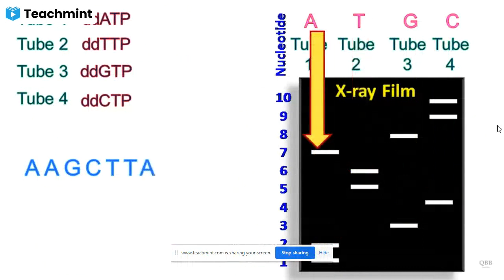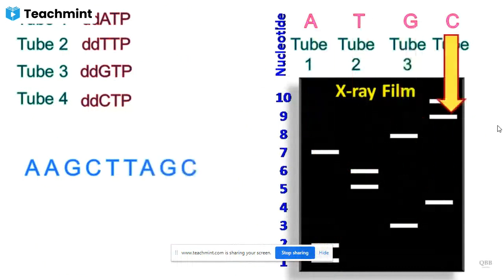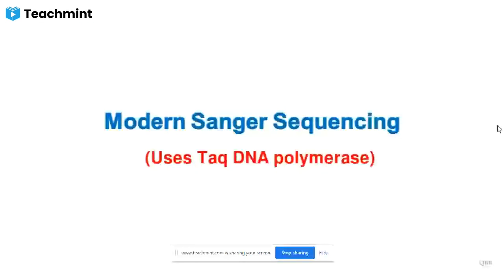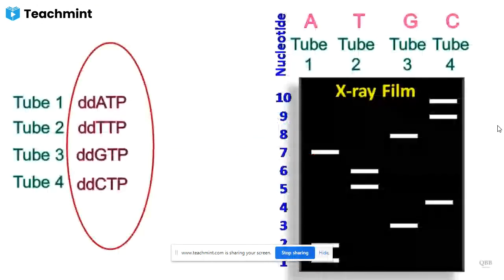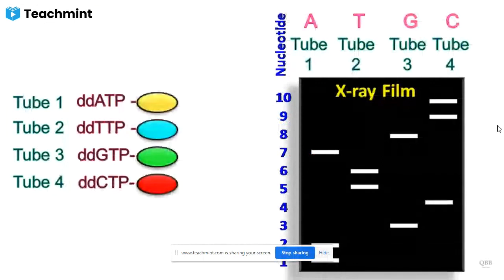Now let's see the modern Sanger sequencing method, which is used even today. Now in this method, each of the dideoxynucleotides is attached with a fluorescence dye. The fluorescence dye can either be yellow, green, blue, or red. Instead of having an extra film placed on a gel, we'll now have a gel that would give fluorescence when exposed to UV light.